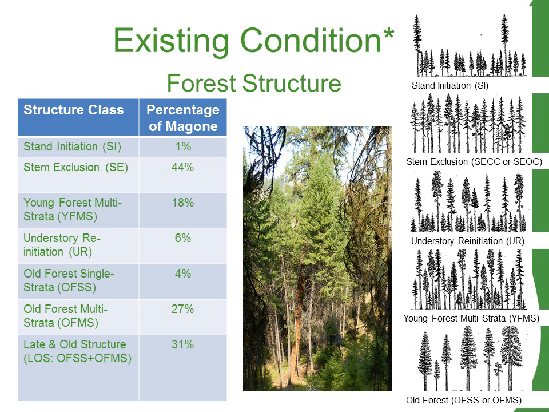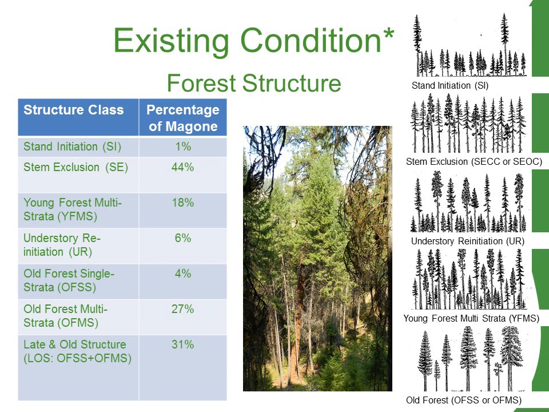The structure of much of the Magone area falls in the stem exclusion category. At this point, there are many trees outcompeting other trees, which stunts or kills the trees that are not competing as well. Many of the places that are in young forest multistrata have a component of older trees, with many young trees, especially fir, coming in underneath to compete with the existing older trees. In some areas that historically have been more open, conifers have added to competition to many sites that were previously open, with scattered mountain mahogany and a few scattered ponderosa pine.